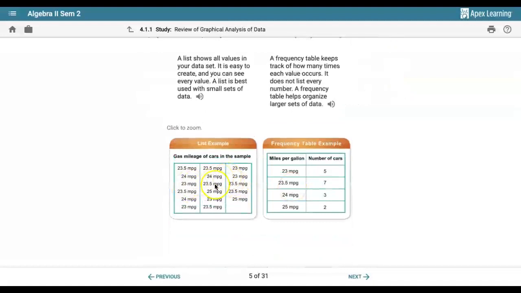If you look here, this is showing about a range from 23 to 25 miles per gallon, and it's showing every single time it was recorded. Look, first one, 23.5. Oh, so was the third one. Oh, so was this one. So it's showing every single value. This is our list example versus our frequency table. If we split this up into categories based on their miles per gallon, we can count every time that 23 showed up. Oh, 1, 2, 3, and so on. So it's an easier way of organizing the data here.